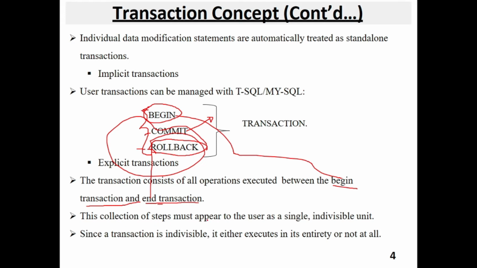This collection of steps must appear to the user as a single individual unit. Since a transaction is indivisible, it either executes in its entirety or not at all. The entire transaction should be committed, or it should be rolled back. So at the termination, one of the conditions should be satisfied: entirety or not at all.